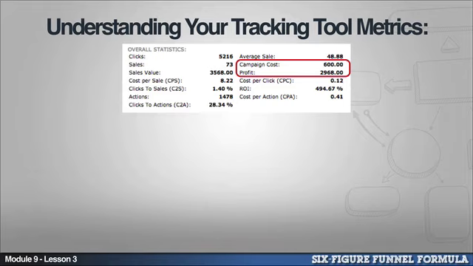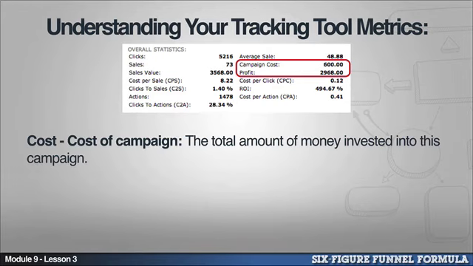Next set of metrics are campaign cost and profit. Campaign cost is just that. It's the total amount of money that you invested into this campaign, calculated again either on a cost per click basis or on a fixed cost basis that you entered when you were creating the campaign, like I showed you in the prior lesson.